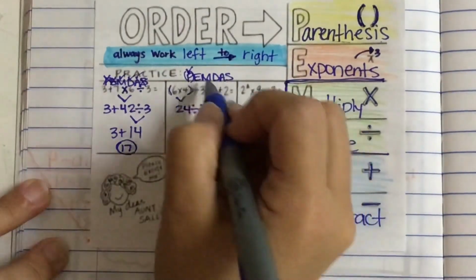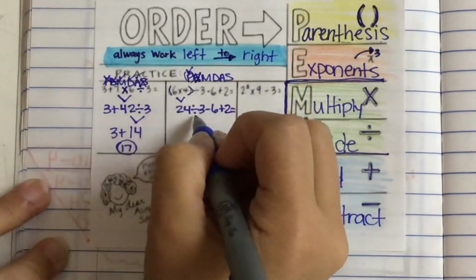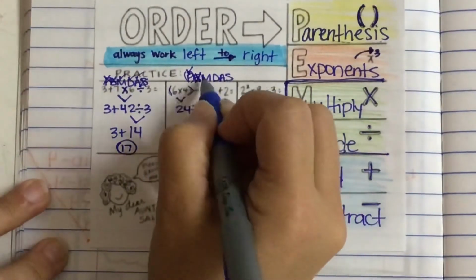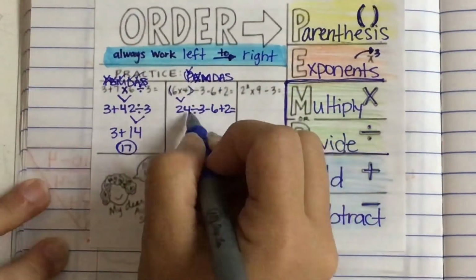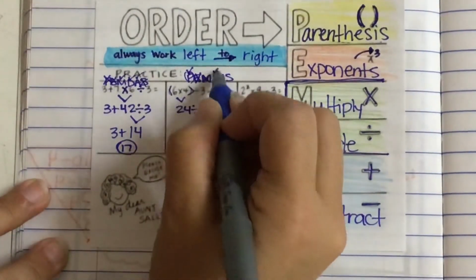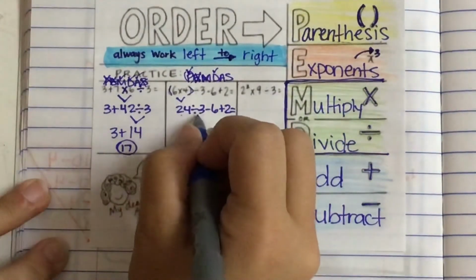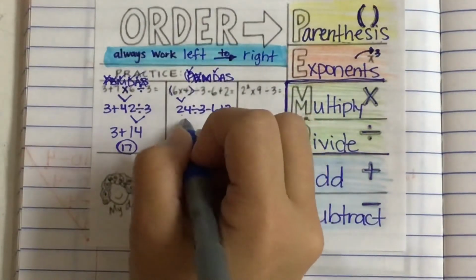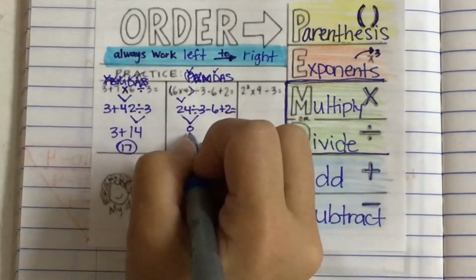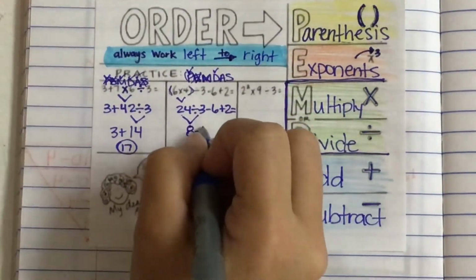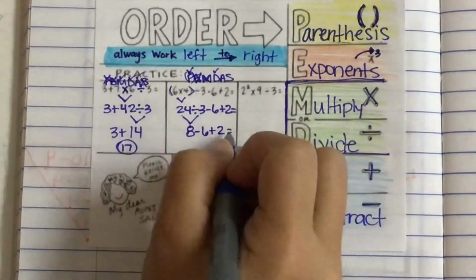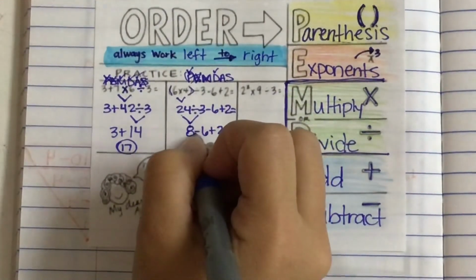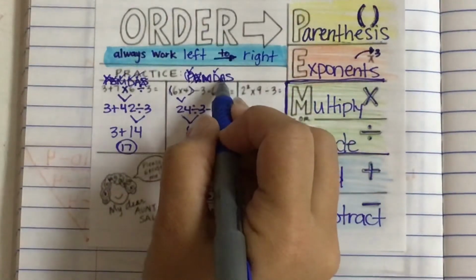Are there any exponents? No. Any multiplication? No. We do see division, so we're going to stop there and we're going to do our division. 24 divided by 3? 8. And then we're going to copy the rest of our problem. 8 minus 6 plus 2 equals. Now we've got subtraction and addition.